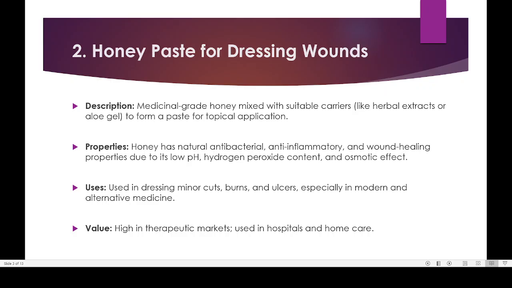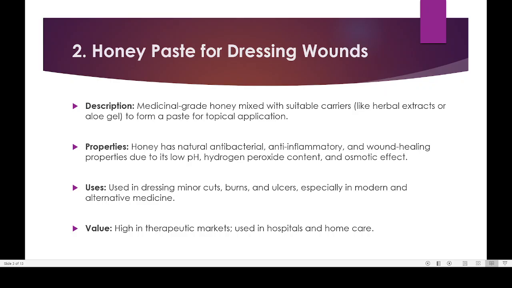Honey has a lot of medicinal value. Honey has natural antibacterial, anti-inflammatory and wound healing properties. These are the properties we use when using honey as a medicine for dressing wounds. Because of its very low pH, acidic content, and hydrogen peroxide content, and hydrogen peroxide is a very powerful antioxidant, it can kill most of the bacteria present in the wound.